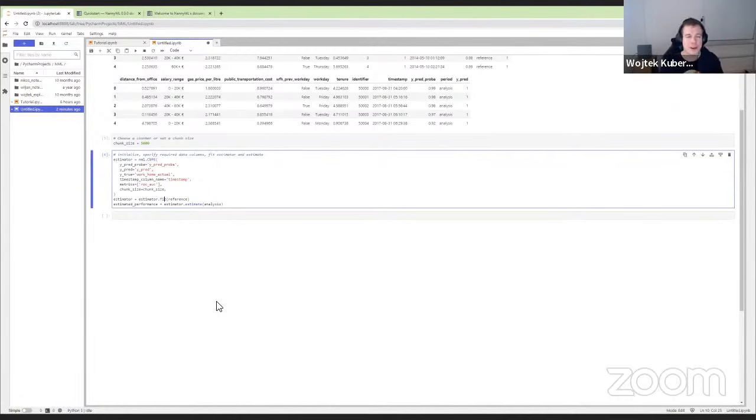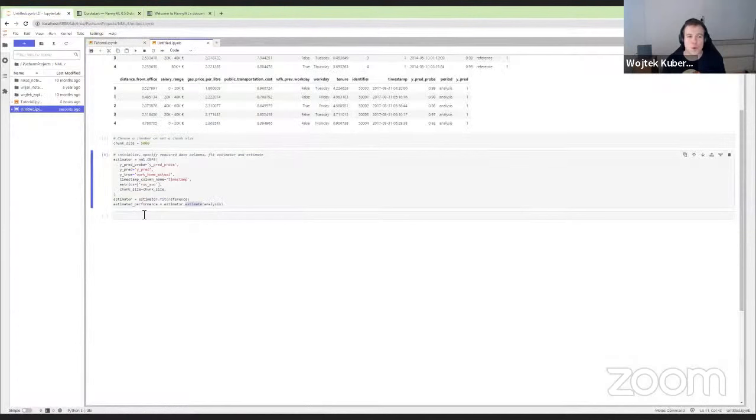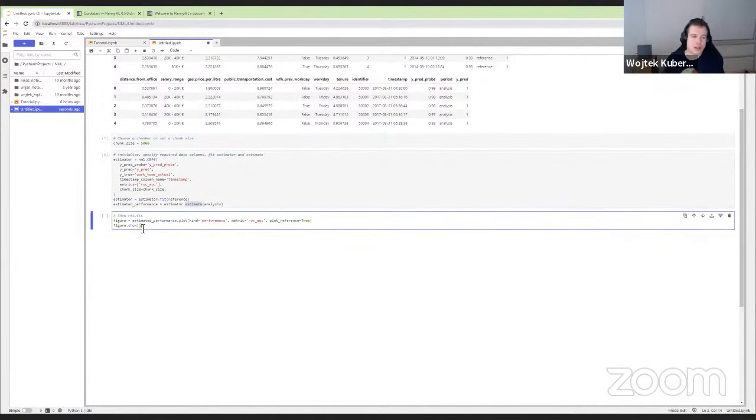And then instead of predict, we're doing estimate. So we're fitting on reference, we are estimating on analysis. Then the second step is to just take a look at what actually has happened. So we're going to use a very simple pandas-based dot plot to plot performance, looking at the metric ROC AUC, and we want to see whether we want to plot reference, yes or no.